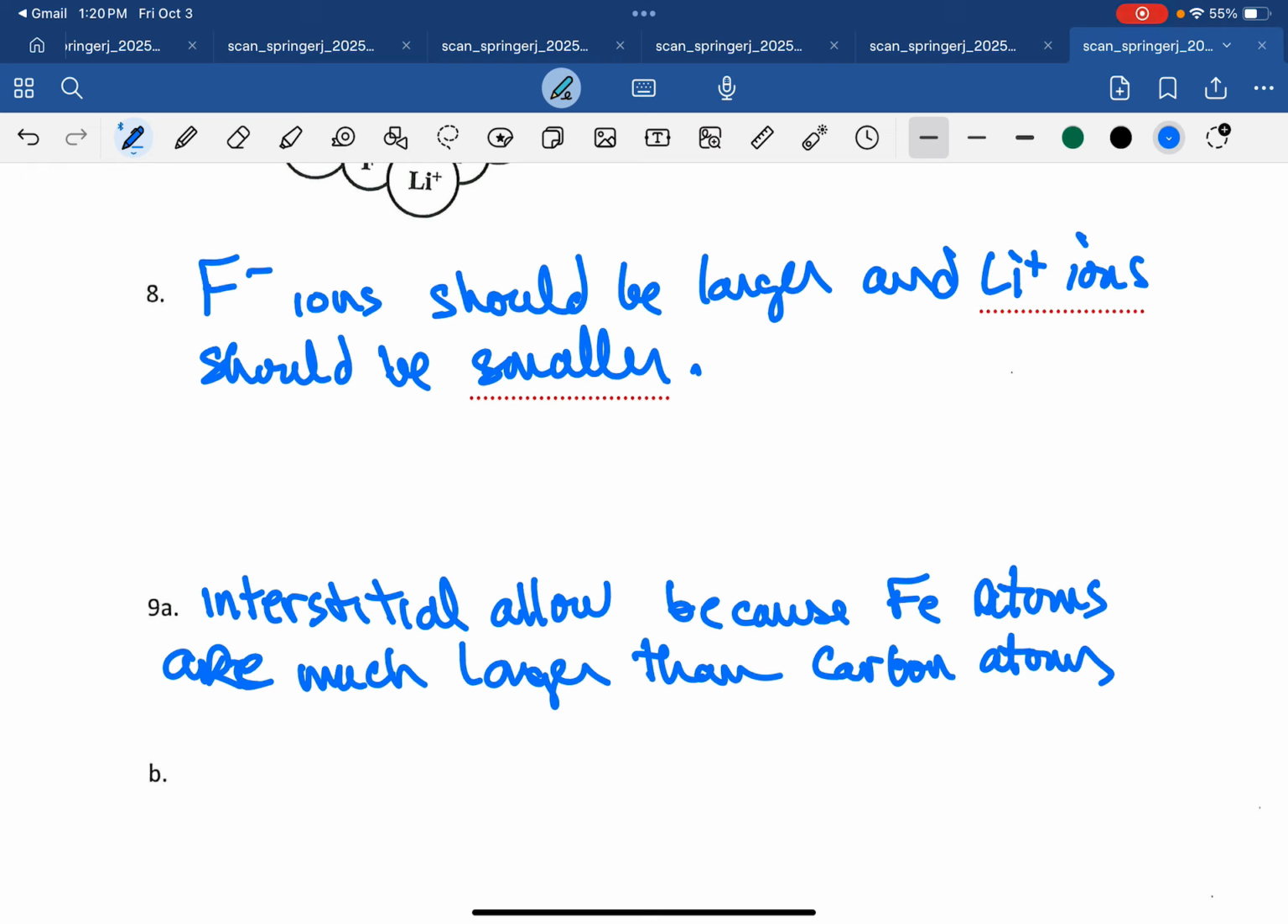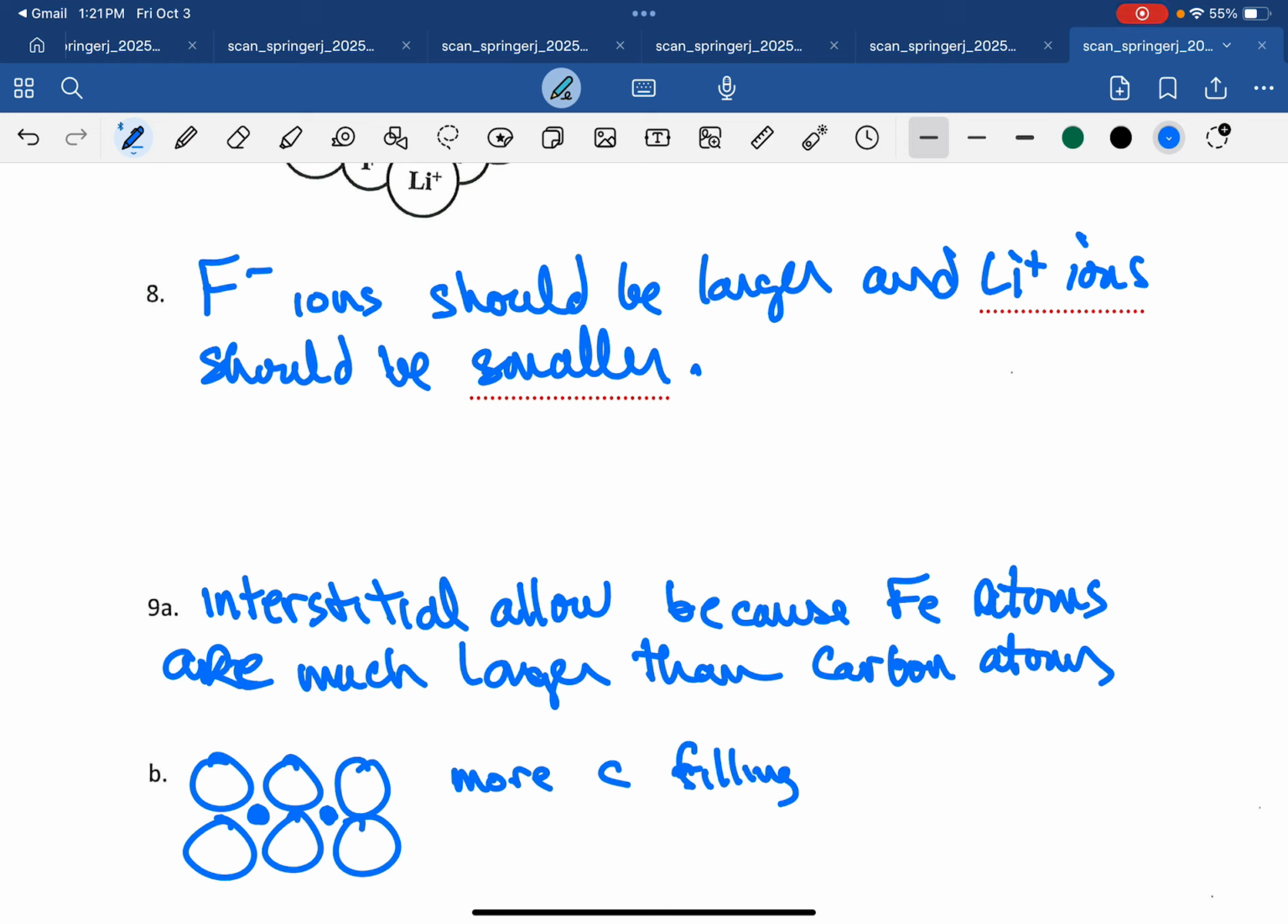And then B, explain why high carbon steel is more rigid. Well, if you think about it, if you've got these iron atoms and a carbon atom in between, that kind of helps to lock things into place. So the more carbon, the less flexible it becomes. So more carbon filling the interstitial spaces makes it more rigid.